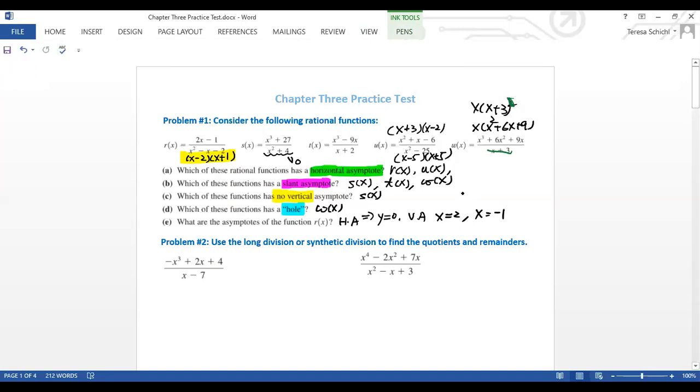So those are the asymptotes. It's very important, right? So we understand the different asymptotes here. Okay, now let's take a look.